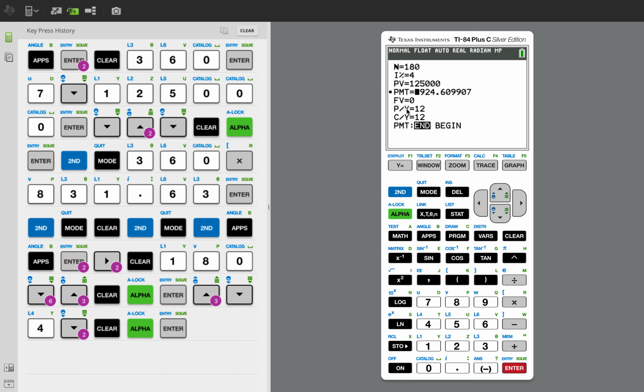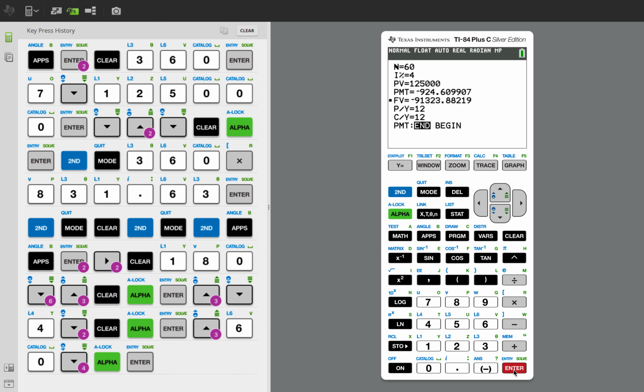So in this case, because I've calculated payments based on 15 years, everything stays the same, except now N is going to change to how many payments I have made so far. So after 5 years of 12 payments per year, I've made 60 payments. And the payment amount was the $924. So I'm going to recalculate my future value. What is the value of that loan after only 60 payments? So I arrow down to FV, and I do alpha solve.